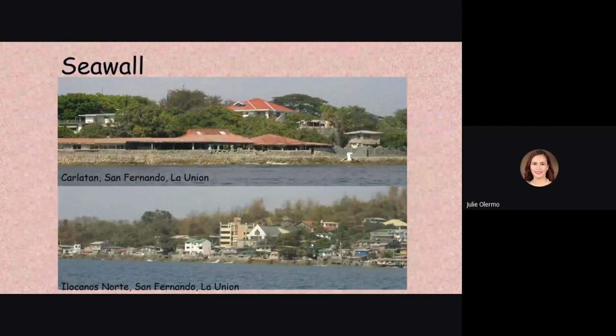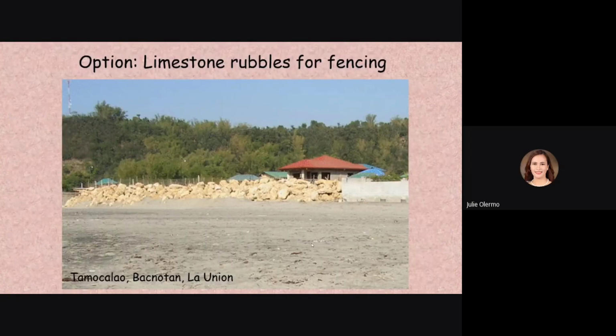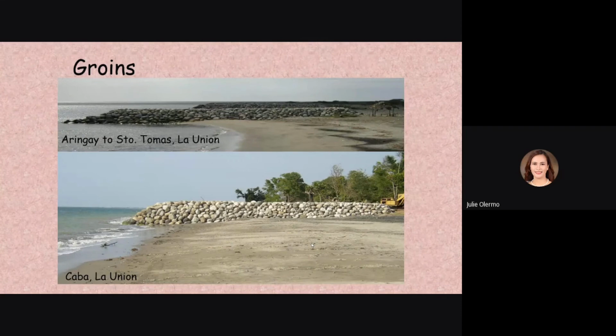Seawall. Another is groins or stone barriers. It intercepts the steady flow of sand, keeping the sand from eroding. Another example in La Union. Still in Caba, La Union, and the other one, Aringay to Santo Tomas, La Union.